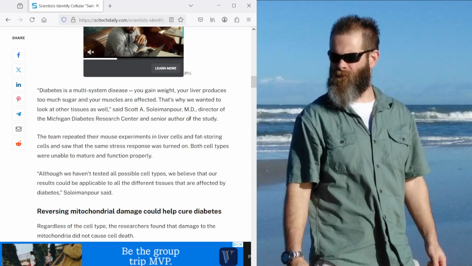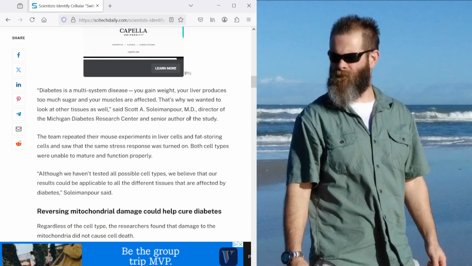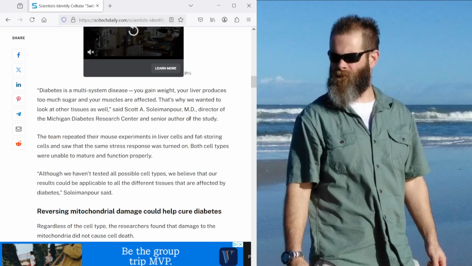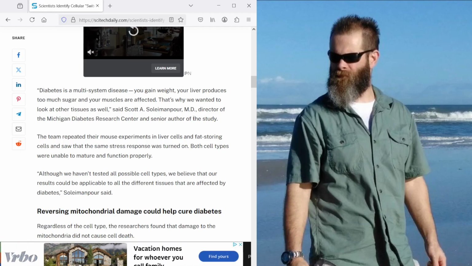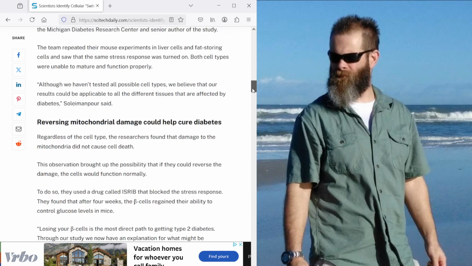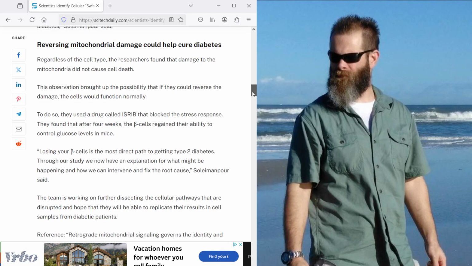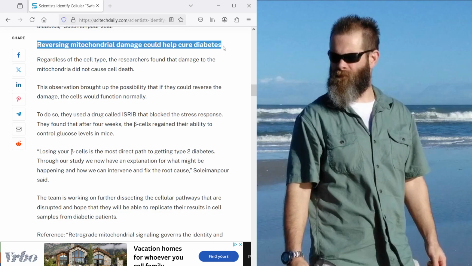So they repeated the experiments, and they go on to say, quote, although we haven't tested all possible cell types, we believe that our results could be applicable to all the different tissues that are affected by diabetes. Now that's all the different tissues. That's a very important thing to note there. Now this section, reversing mitochondrial damage, could help cure diabetes. Okay, again, so I would ask, well, we've got to nail down what's causing the mitochondrial damage, right?